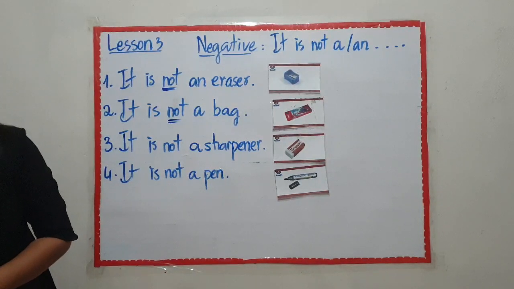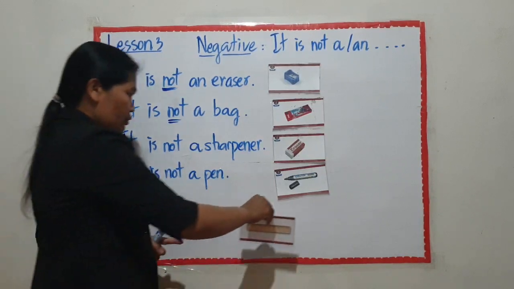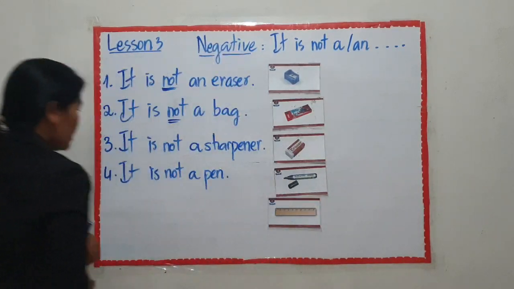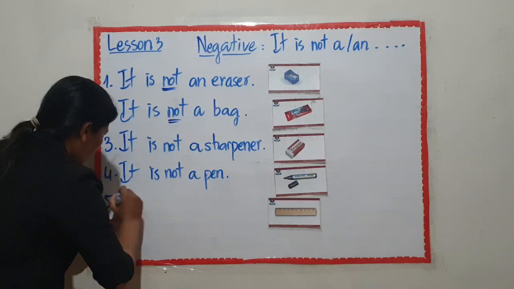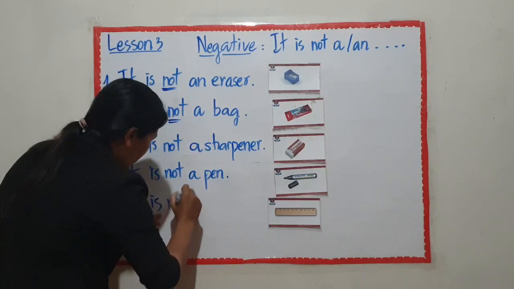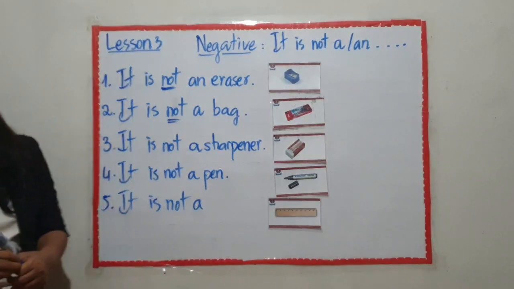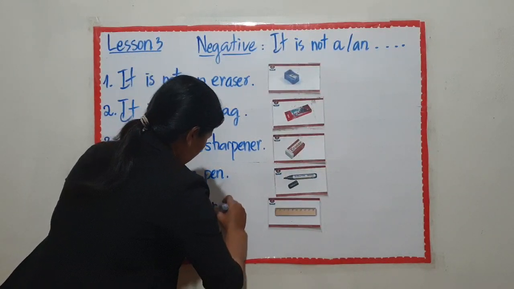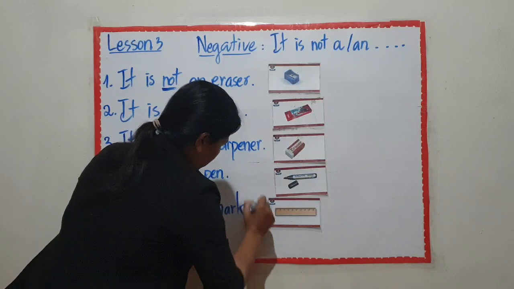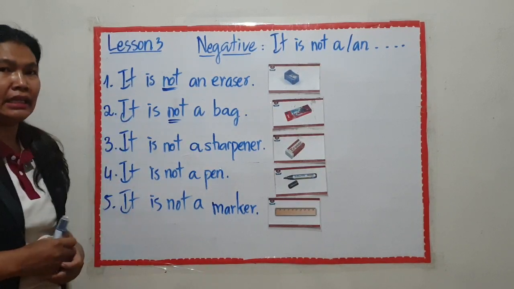Okay, one more now, everyone. This one, you know already. What is it? Yeah, it's a ruler. So, teacher would like to make this one to be negative. So, it is not a marker, right? But what is it? Yes, it's a ruler. So thank you, everyone. I hope that you understand what the negative sentence is.